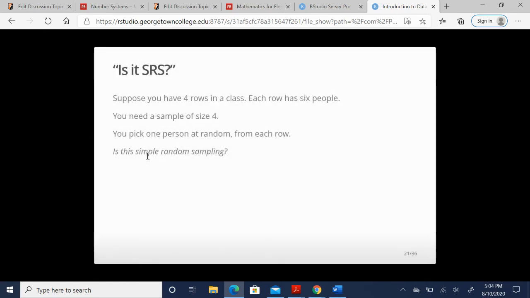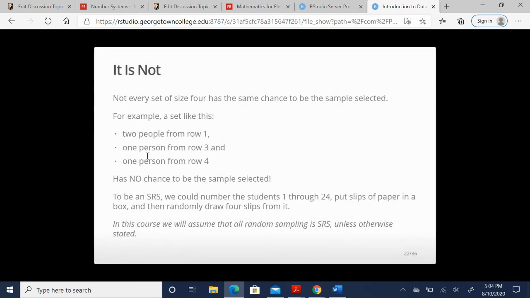So let's look at this example. Suppose you've got 4 rows. Each row has 6 people. You need a sample of 4. You pick one person at random from each row. Is that simple random sampling? No, it's not, because not every set of size 4 has the same chance to be sampled. For example, a set like 2 people from row 1, 1 from row 3, and 1 from row 4 has no chance to be the sample selected. Every student might instead put numbers 1 through 24 on pieces of paper in a box, and then randomly draw. Okay, we will assume that all random sampling is SRS unless we know otherwise.